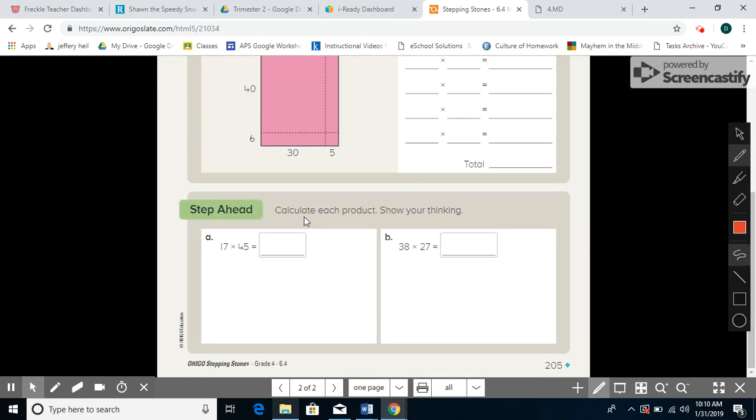And then Step Ahead says calculate each product, show your thinking. If the partial products works for you, go ahead and do that. If you prefer to do it the traditional way, 45 times 17, where you stack them, that's fine. Use the strategy that works best for you. And then you will be done.